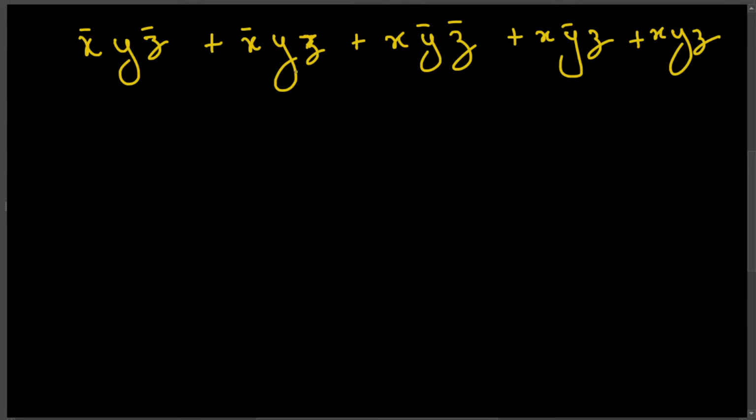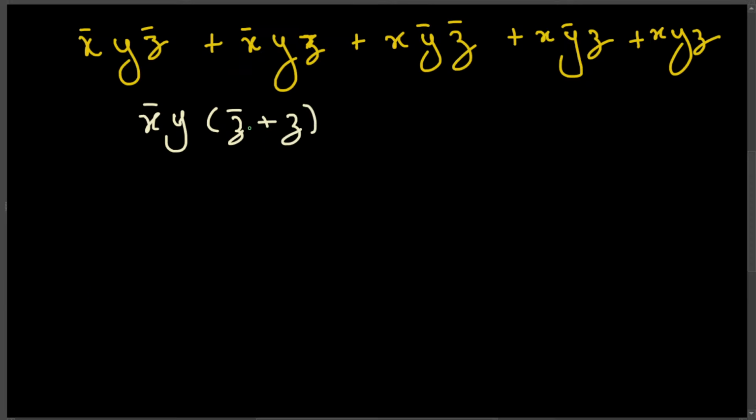Simplify this one using Boolean algebra. Let's look at the first two things. Can we take anything common and simplify this one? Here we have x bar y, x bar y. So we can take that one common. We do that, this is going to be x bar y and then z bar plus z.